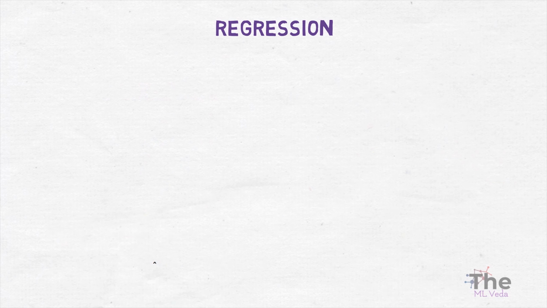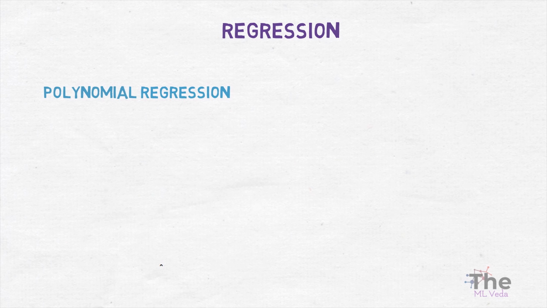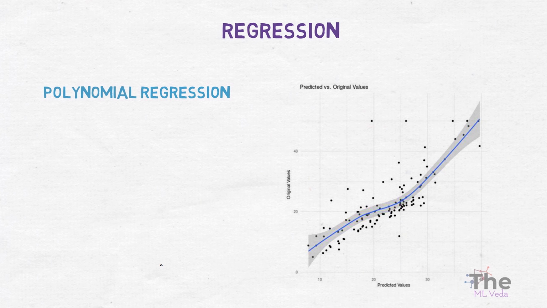Next, we have polynomial regression. Polynomial regression is an extension of linear regression to much more complex non-linear trends in data. You get the idea? We also have lasso and ridge regression, and those are used to prevent overfitting in our model. We'll get to them later.